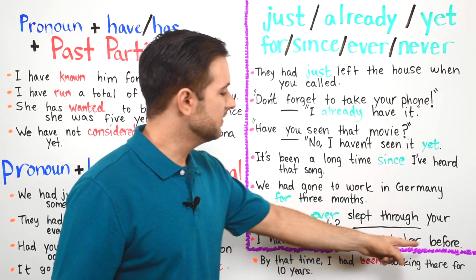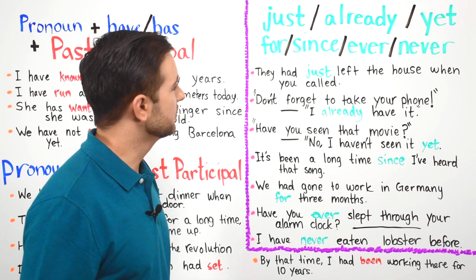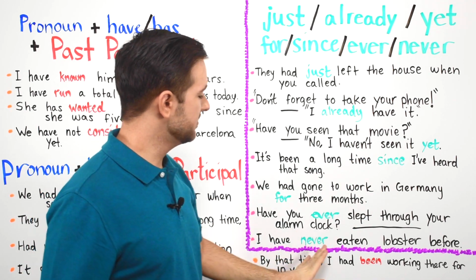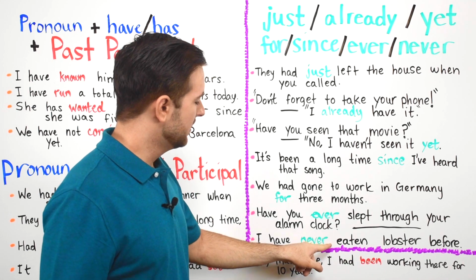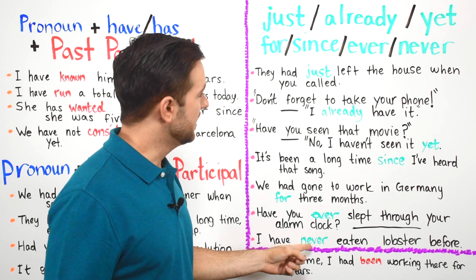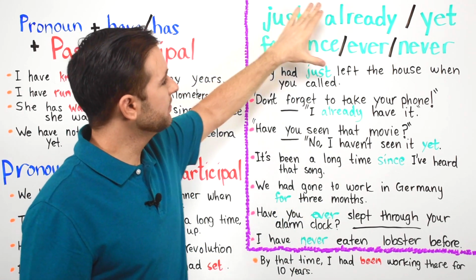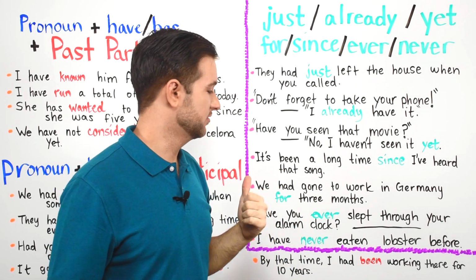I have never eaten lobster before. Okay? I have never eaten lobster before. Never. It's an affirmative statement, right? I have never eaten lobster before, but the meaning is negative. The connotation here is negative. So make sure you remember these words here, guys. These will come in handy for you if you want to speak English really well.